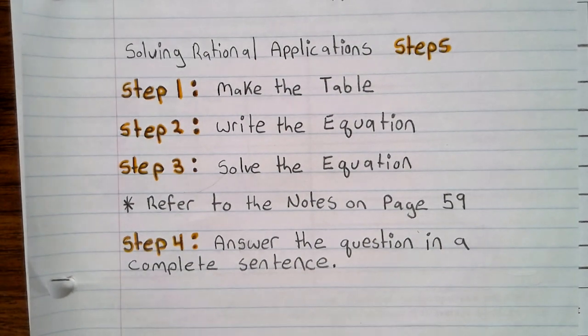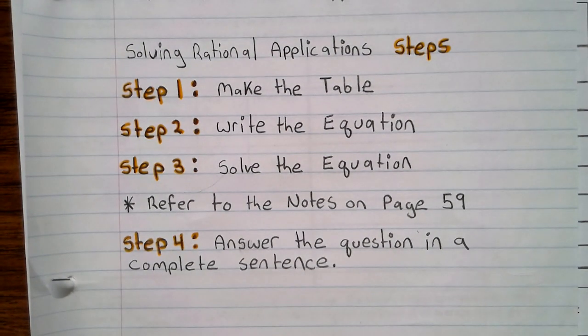Rational Function Application Steps. Step 1, make the table. Step 2, write the equation. Step 3, solve the equation. Refer to the notes on page 59 for the steps to solve the equation. Step 4, answer the questions in a complete sentence. All right, if you would update your notes. All right, now your notes are updated.